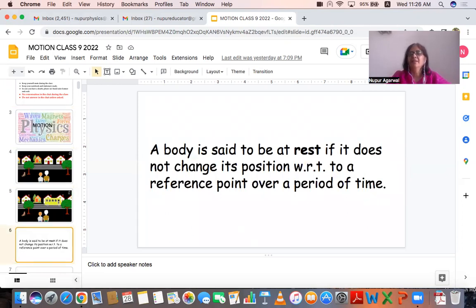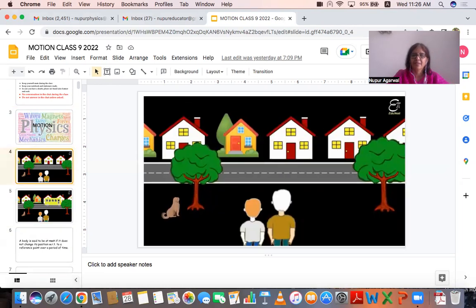So here is the very simple explanation. A body is said to be at rest if it does not change, remember, does not change its position with respect to a reference point over a period of time. So as we discussed, this house which is there in the picture is at rest with respect to all the stationary objects which are there in the picture.